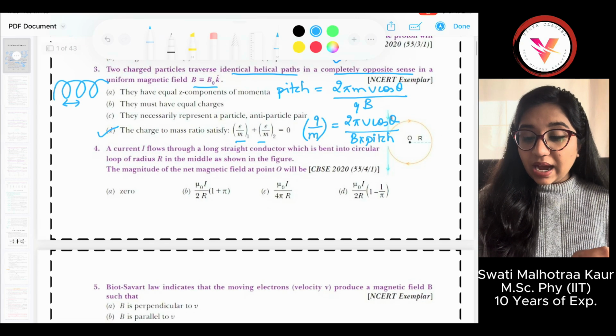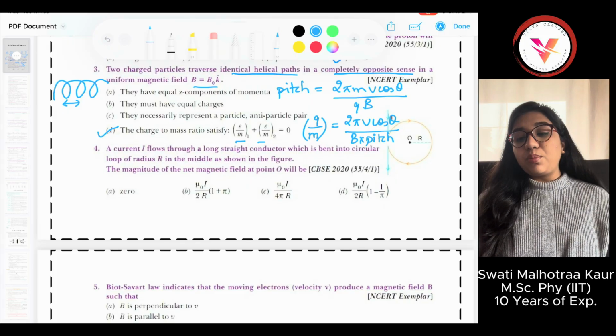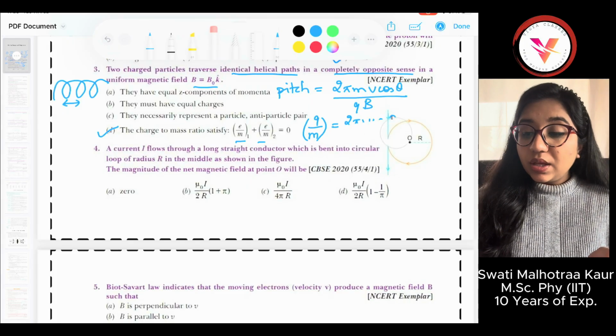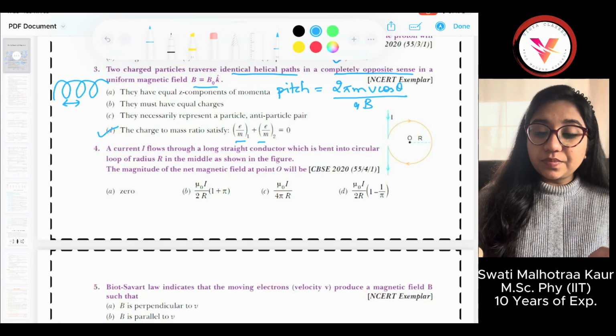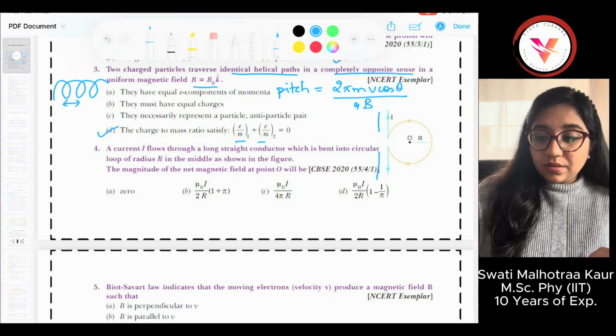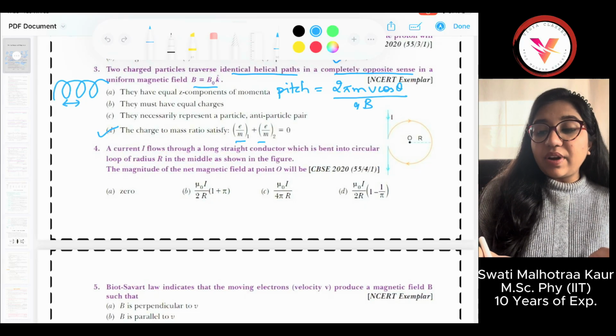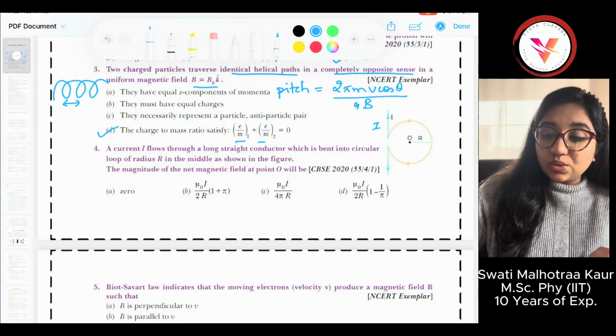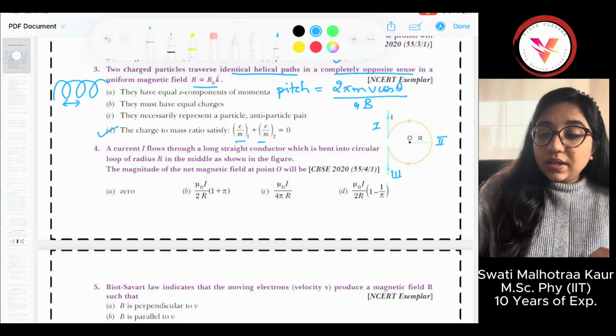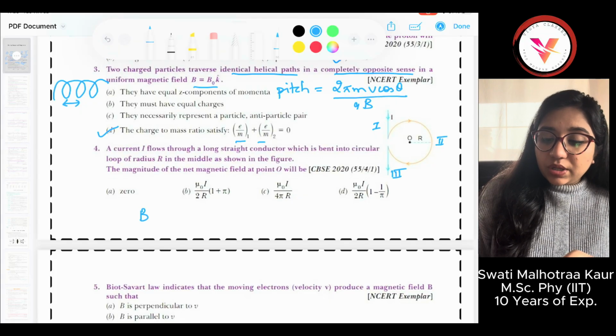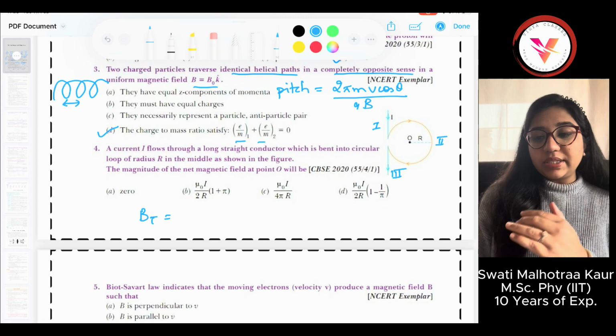Next, a current I flows through a long straight conductor which is bent into a circular loop of radius r in the middle, as shown in the figure. The magnitude of the net magnetic field at point O will be. So you have this figure. You have one wire like this and it's a circular loop. Okay. So here we can divide it and find the magnetic field due to these three parts, that is first part, second part and third part. So B total is due to all these three parts.